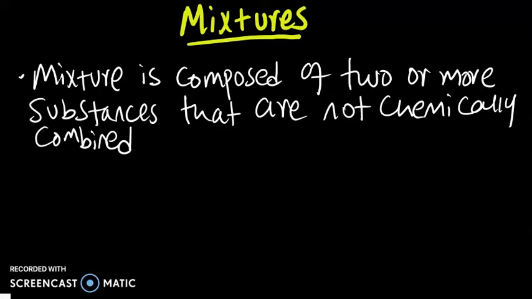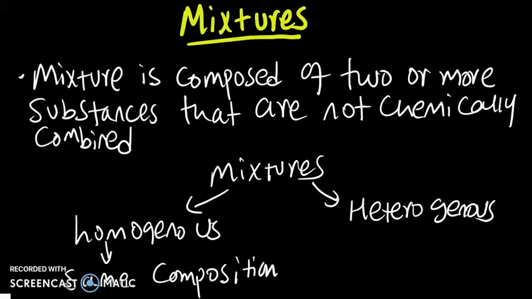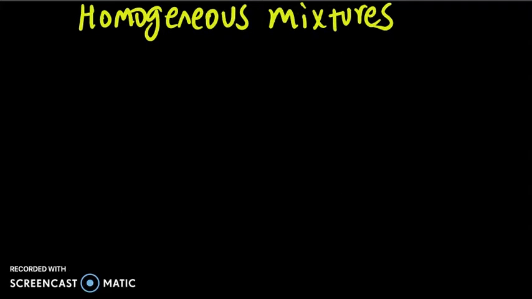So mixtures can be classified into two groups: homogeneous and heterogeneous. Homogeneous mixtures have the same composition throughout, while heterogeneous mixtures have non-uniform composition. So what's a homogeneous mixture? As I said before, homogeneous mixtures have the same composition throughout.